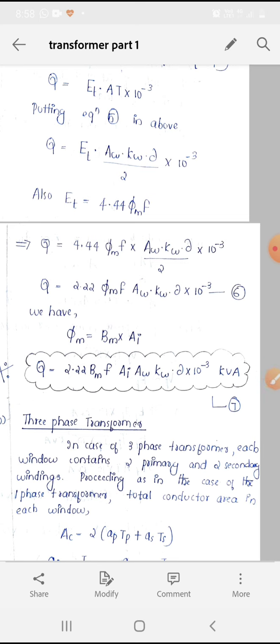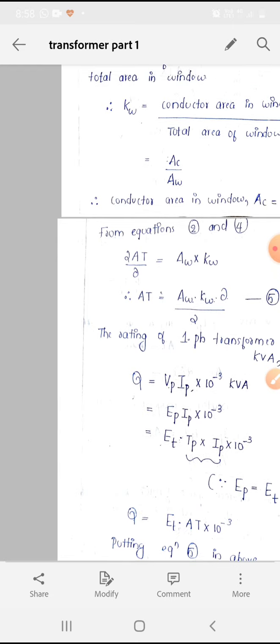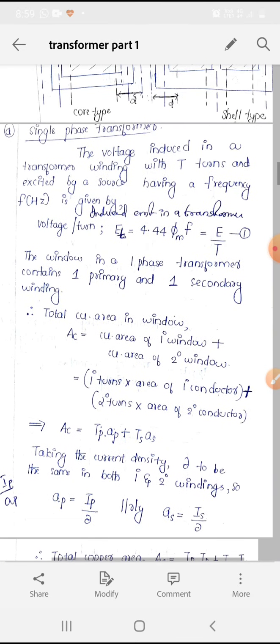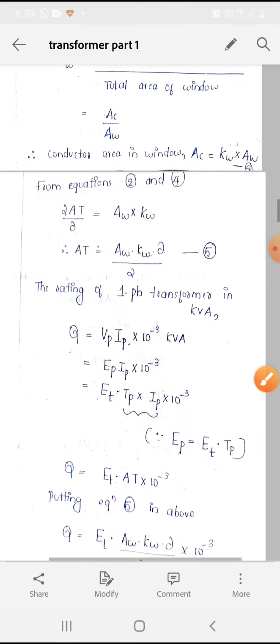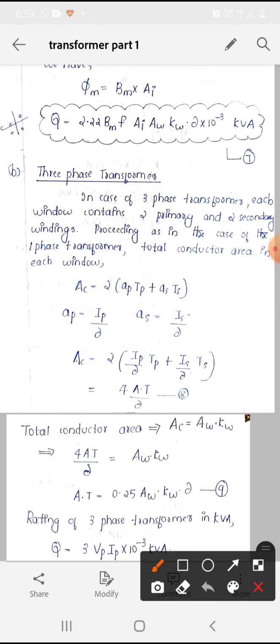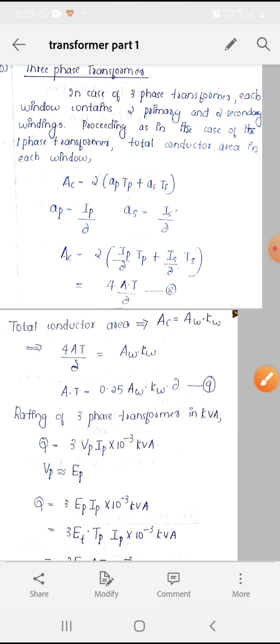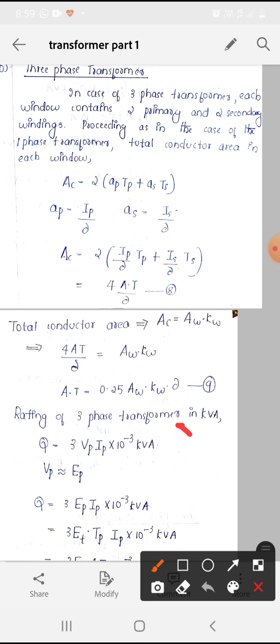If you know the single phase transformer equation, it is easy to derive the three phase transformer equation. As I said earlier, the only change is we need to change here. AC is equal to what? For the three phase transformer, there will be two windows. So, the equation will become AC equal to 2 into TP AP plus TS AS. See? All of the changes happened here. Then we are again going with the AC. Okay, we will get the ampere turn like this. Then again here also there is a change.